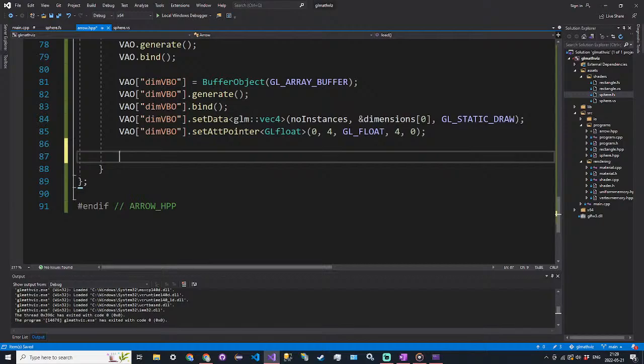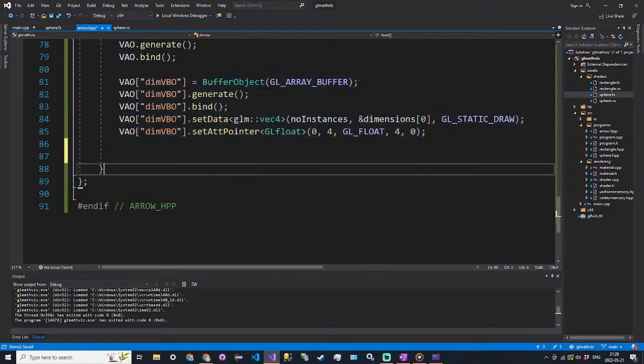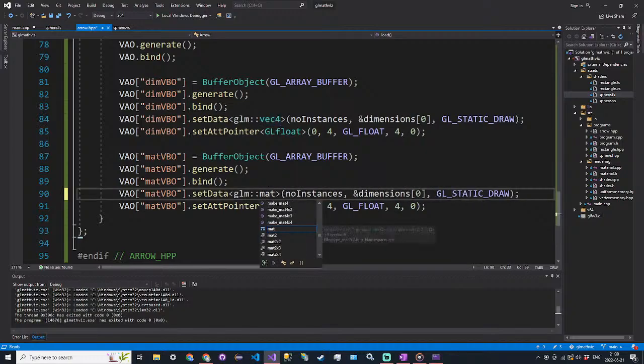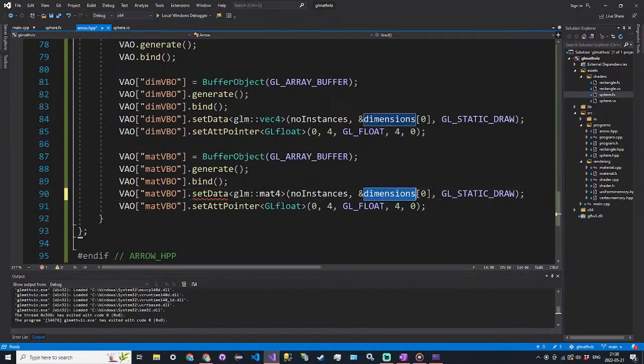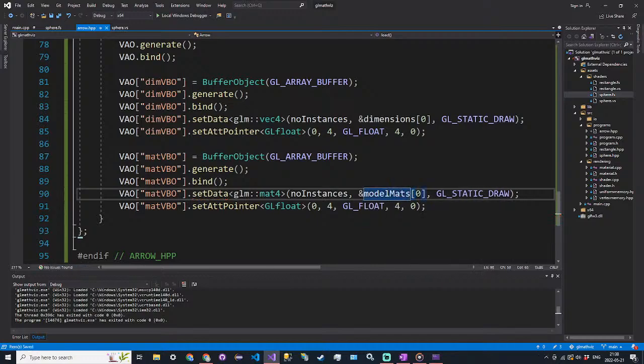All right, next we're going to do the matrices. So this is going to be where things get a little more complicated. So the VBO we're going to call is just mat VBO, and I'm going to replace that there. And it's still going to be a GL array buffer, still going to generate, still going to bind. The data is now going to be GLM mat4, and we need it to point to model mats at 0, so a reference there. And then the attribute pointer is going to be a little different.